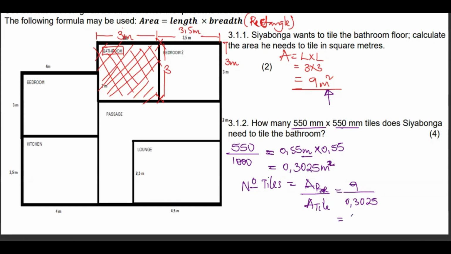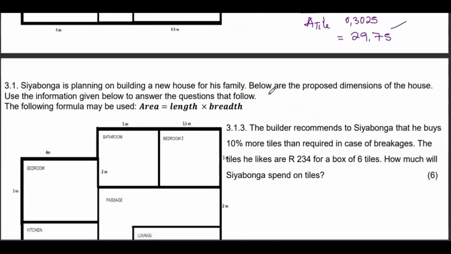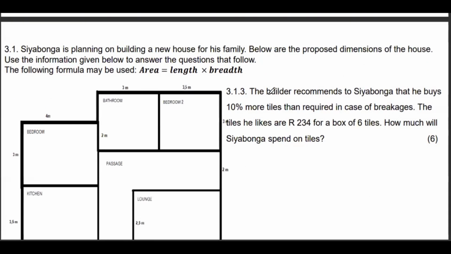So here we have 29.75. Remember, you're looking at tiles. So simply meaning you need 30. You need 30 tiles. That is the answer. We go to question number 3.1.3.